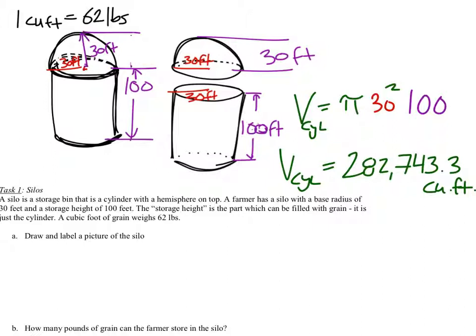But we didn't want to know the cubic footness. What we wanted to know is how many pounds that will hold. So, yeah, since 1 cubic foot is 62 pounds, we're going to take that 282,743.3 and multiply by 62 pounds. Now, this should make sense. It's a big number. Because farmers, well, they usually take in a lot of grain. Small number. Of course.